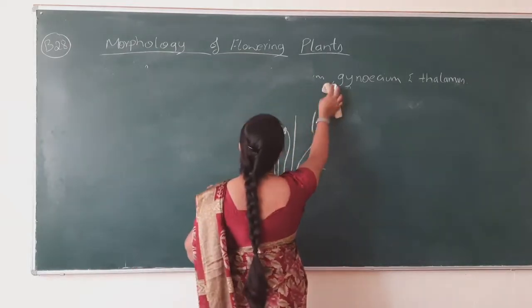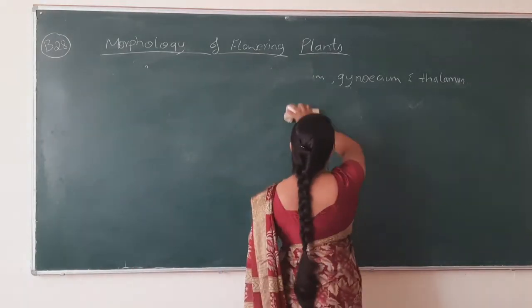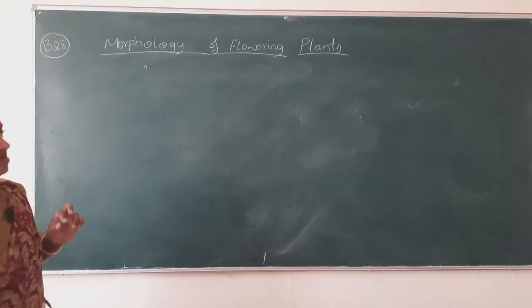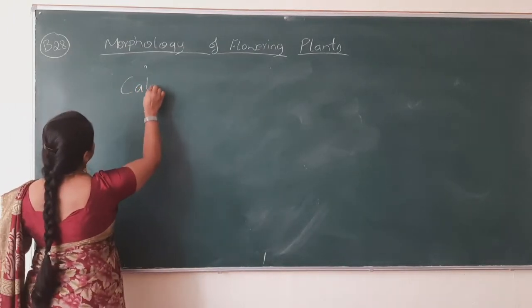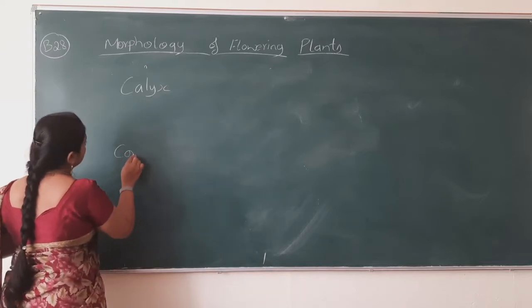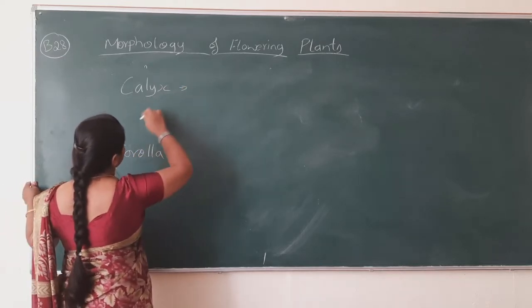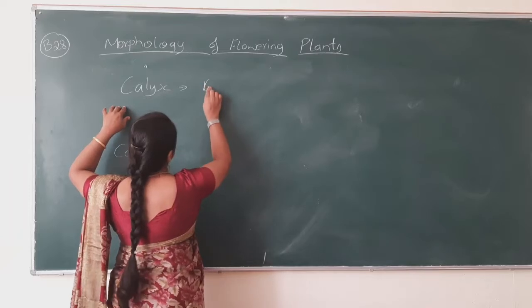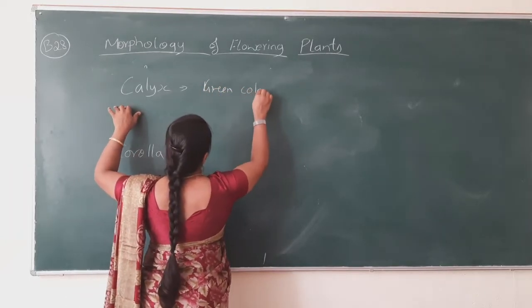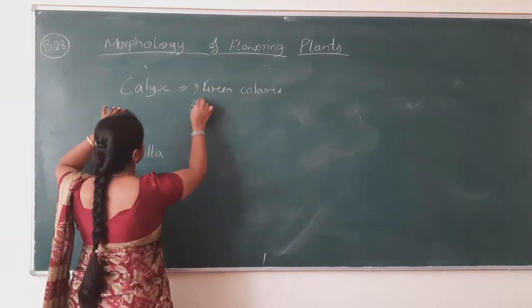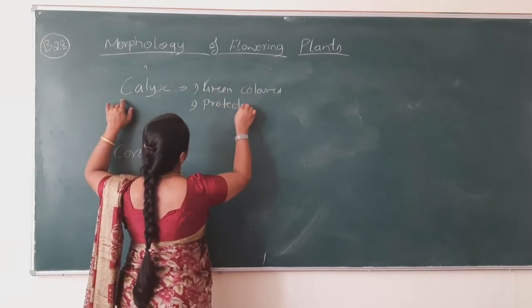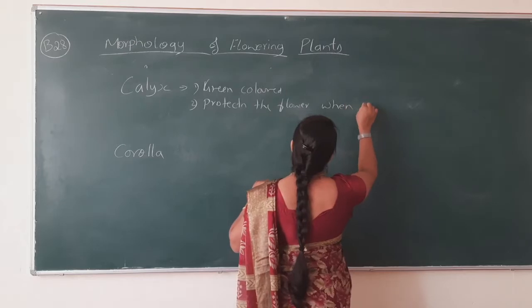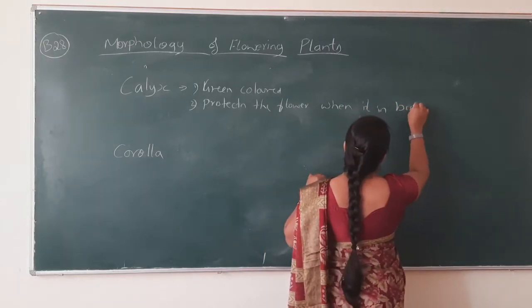Now we will see about the calyx and corolla. Calyx and corolla are considered as the accessory whorls. In most flowers, the calyx is green colored and it protects the flower when it is in bud stage.